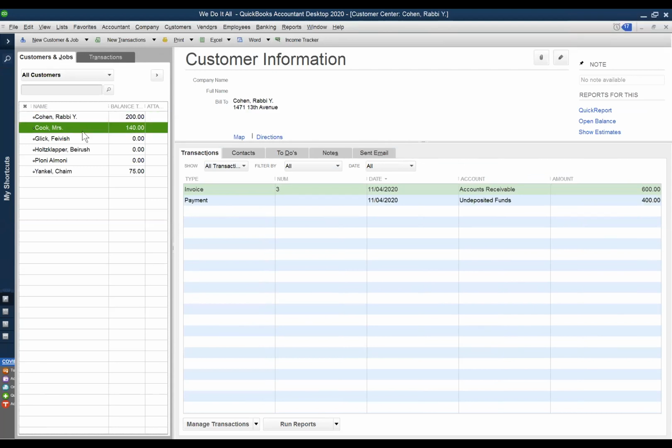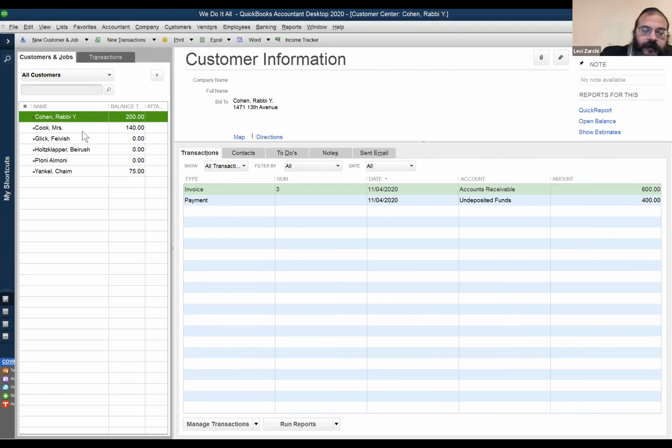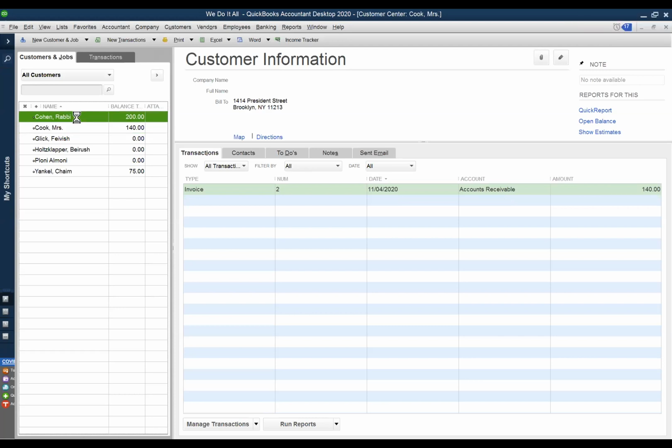So I have Yankel Chaim 215. I'm starting from the top. Beirish is 0. Cohen 60. It goes alphabetized. So the first one would be Cohen. Cohen is 60. No, it's 200. So you have total 140, balance 60. Why does it say 60? Yeah, it should say 200.